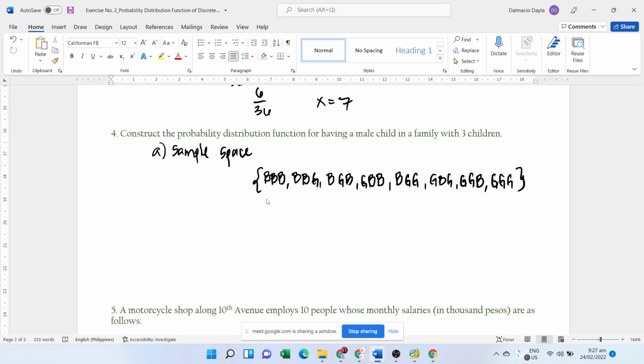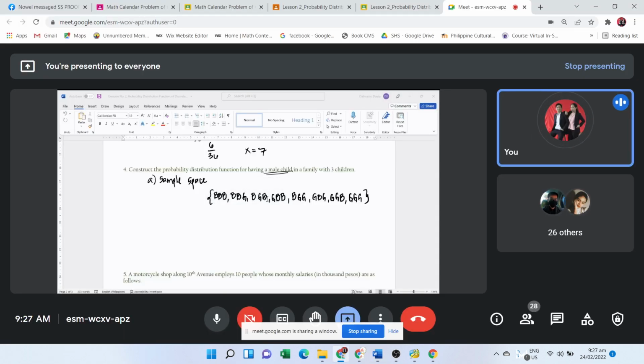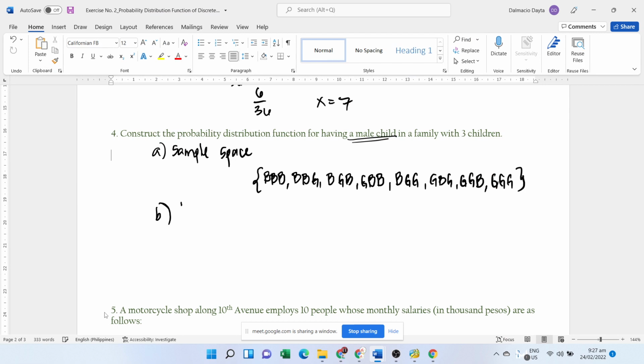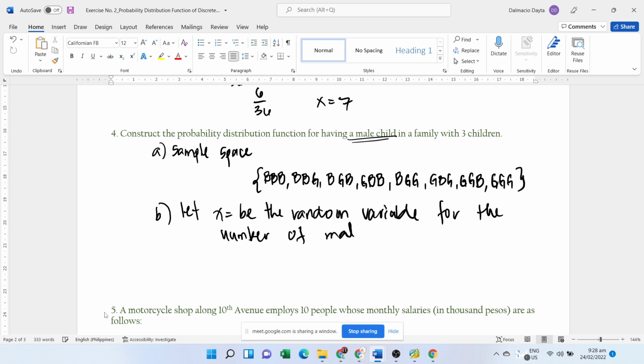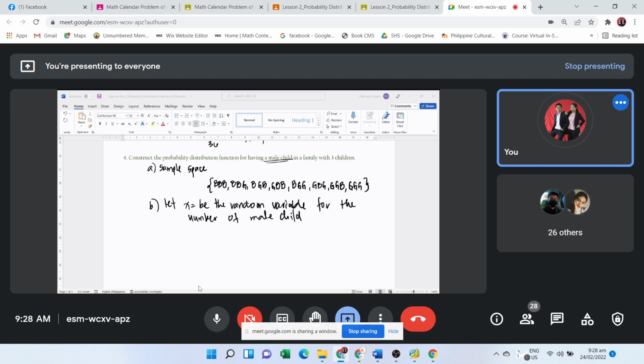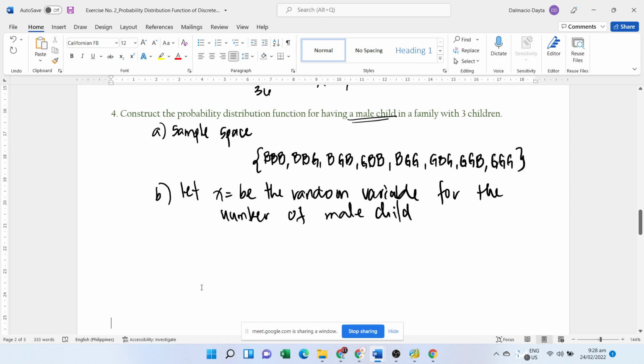Okay? So, letter B. Ano hinahanap natin? Having a male child. Ayun yung mga keyword kung paano ninyo i-identify yung inyong random variable. So, letter B, let X be the random variable for the number of male child. Kung ilan yung lalaki. Yun ang random variable mo dyan. Be able to extract na, from the problem. Ha? So, ano yung mga possible values ng male child? Ano yung ating possible values for the random variable?